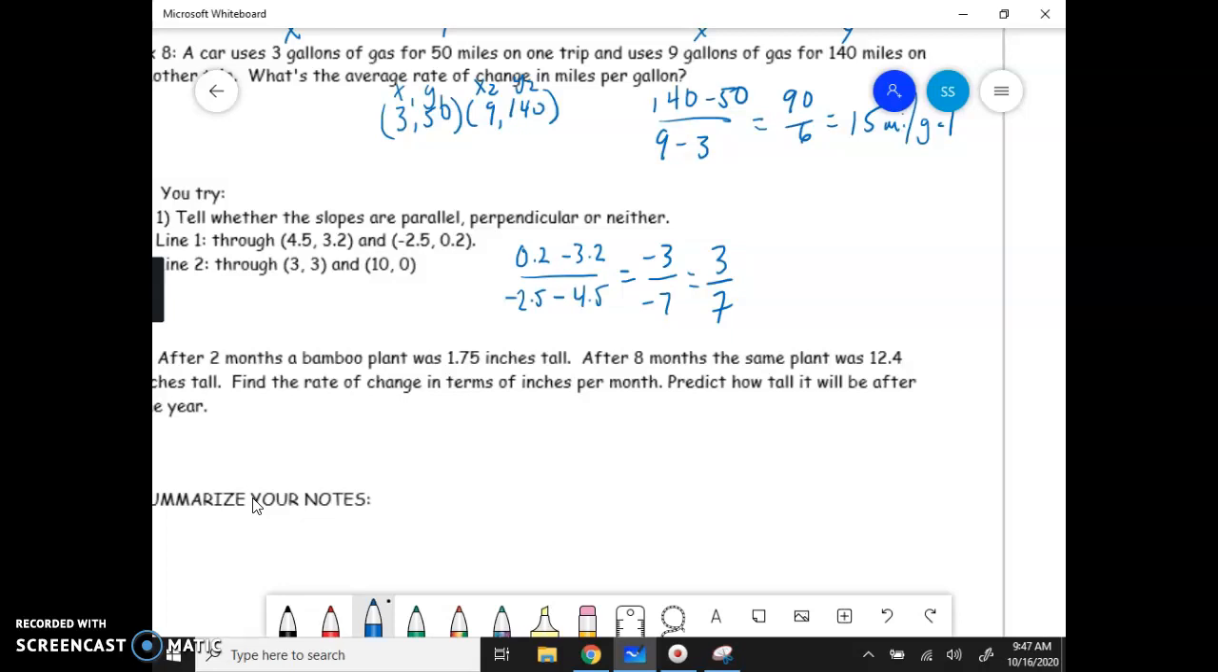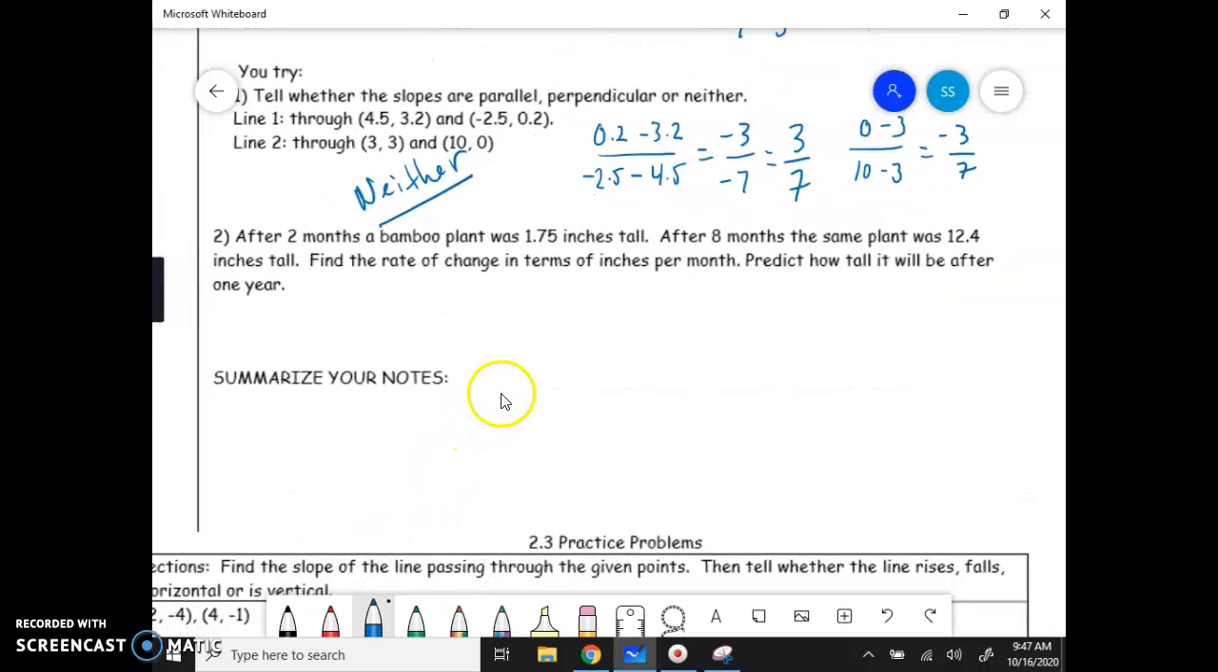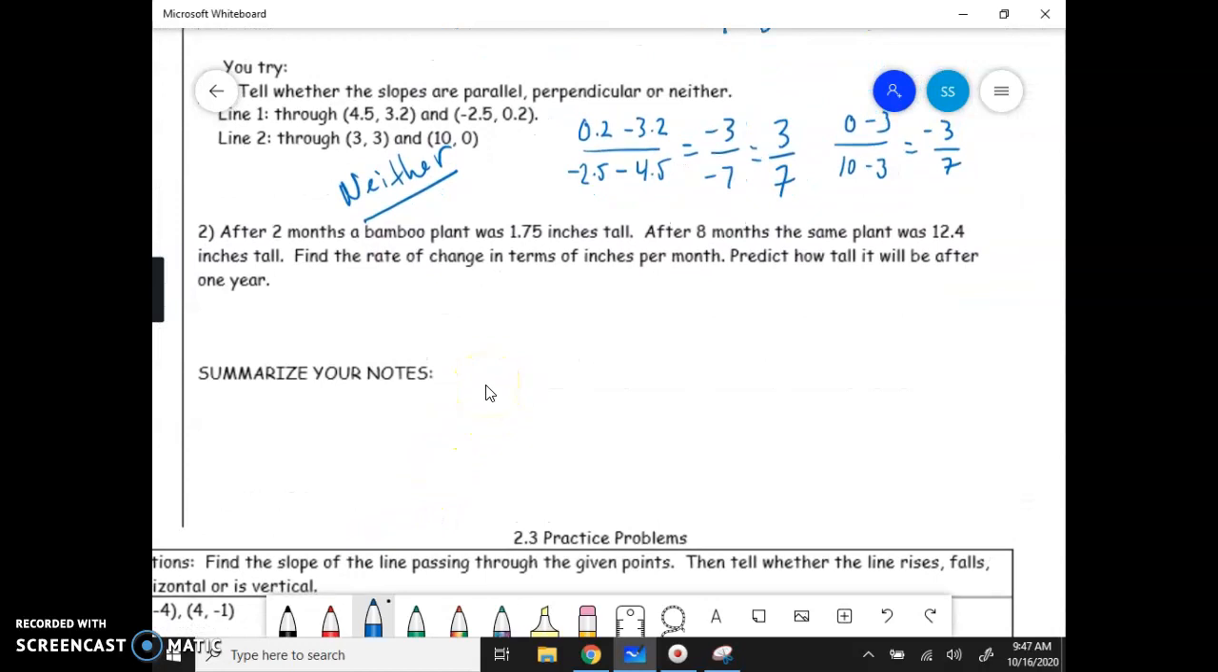We got 3, 3, and 10, 0, sorry. So we're going to do 0 minus 3 on top, the change in y over the change in x, 10 minus 3. So we get negative 3 over 7. This is one that usually confuses students. One is positive, one is negative. A lot of students will say, oh, that's perpendicular. This is not perpendicular. This is neither. They not only have to be opposites, but they also have to be reciprocals, and these are not reciprocals, so these are neither.